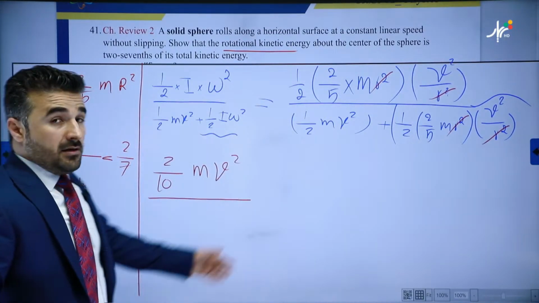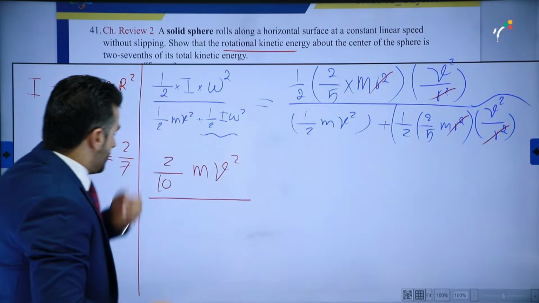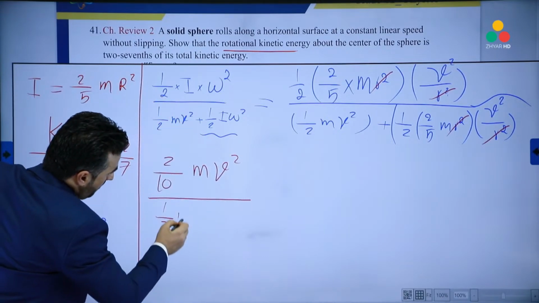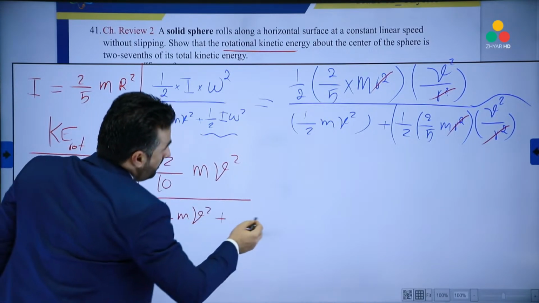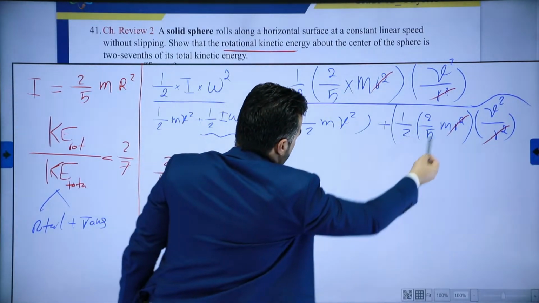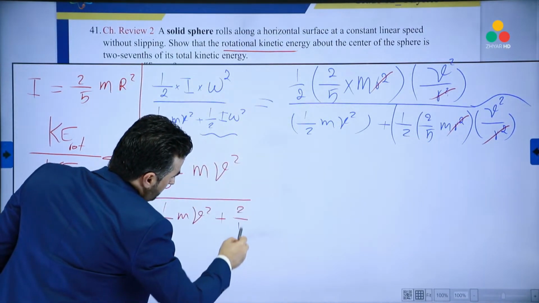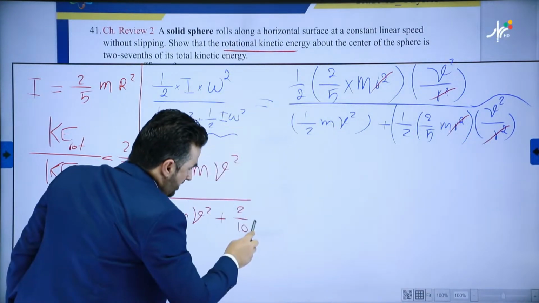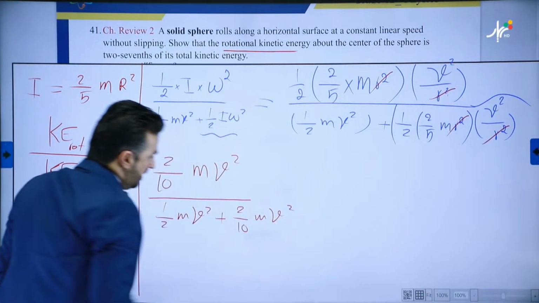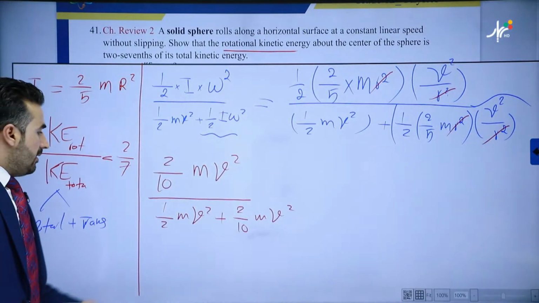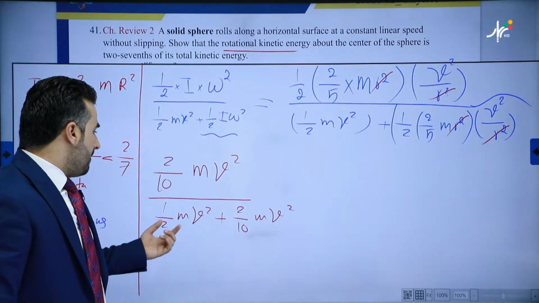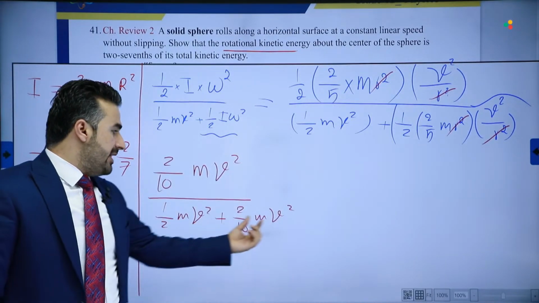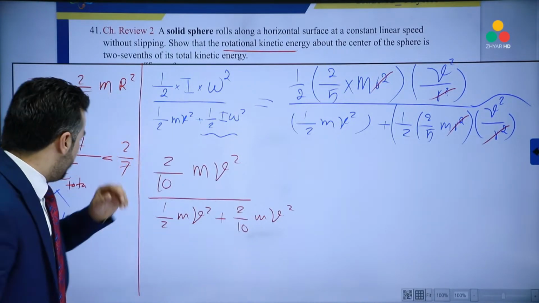And then at the bottom or lower part of the fraction, we have 1 over 2 mass times speed squared plus 1 times 2, that is going to be 2 over 10. What is left? Again, mass and speed squared. Very good. Take a look here. I have mass, speed, and mass and speed. I can take them as a common factor.